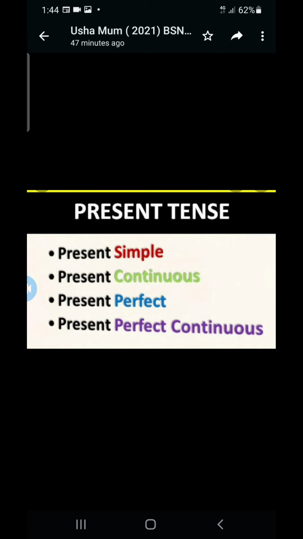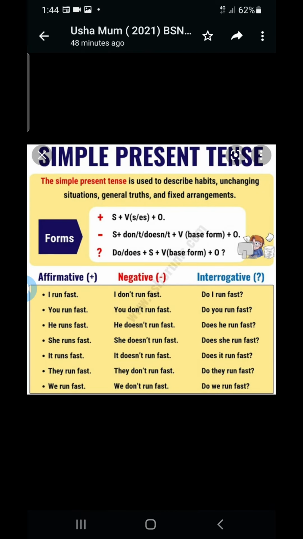But today we are going to learn about only simple present tense. Look at this image very clearly. Simple present tense. What is simple present tense? The simple present tense is used to describe habits, unchanging situations, general truths and fixed arrangements.